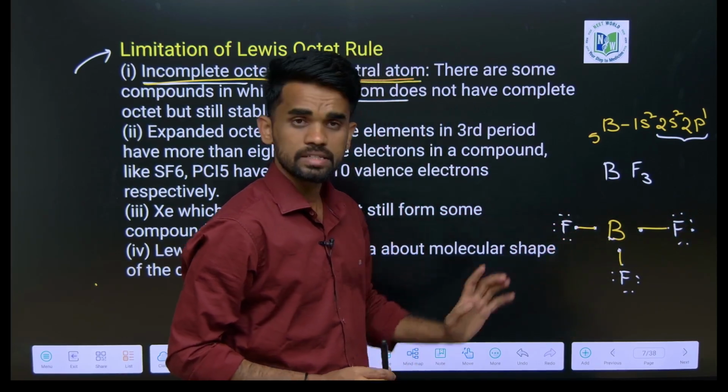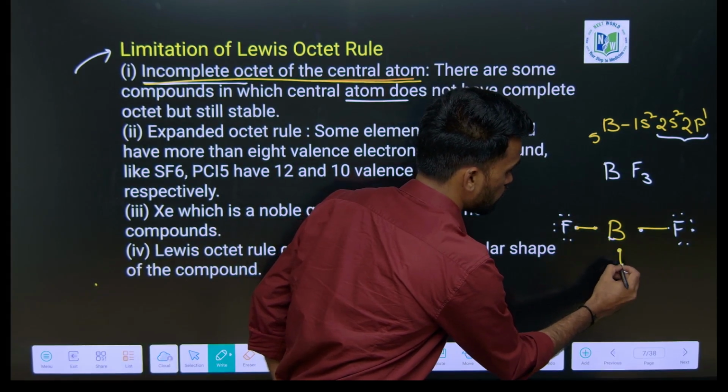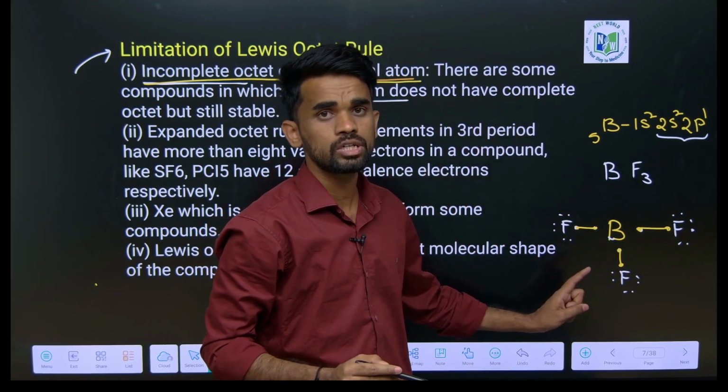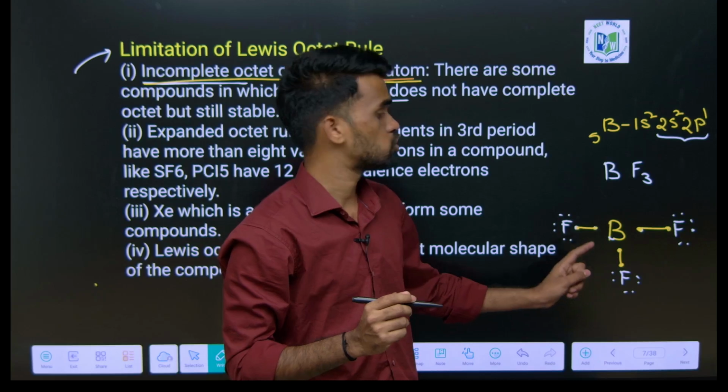Now what about the central atom boron? How many electrons are there here? 1, 2, 3, 4, 5, 6. Only 6 electrons are there. It is not following the octet rule. It means according to Lewis, it should not be stable or it should not exist.